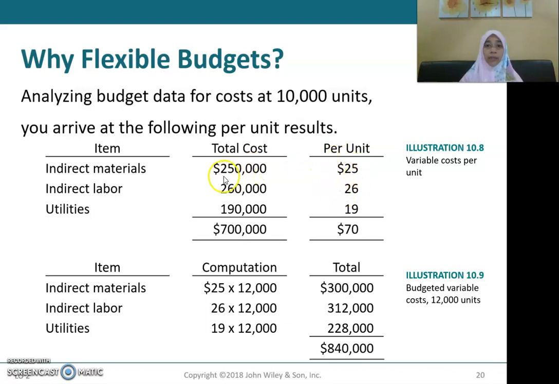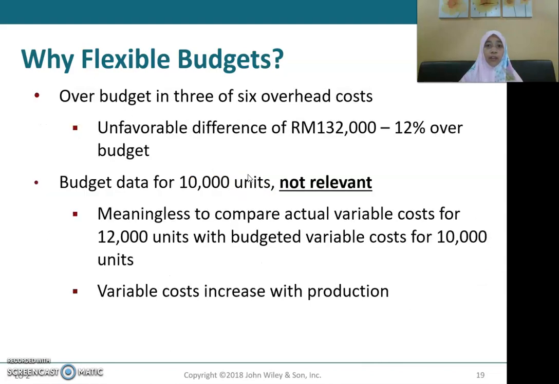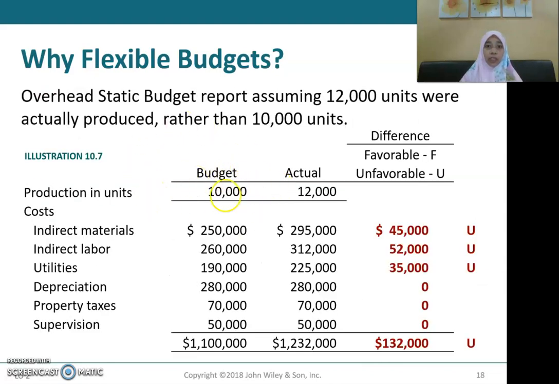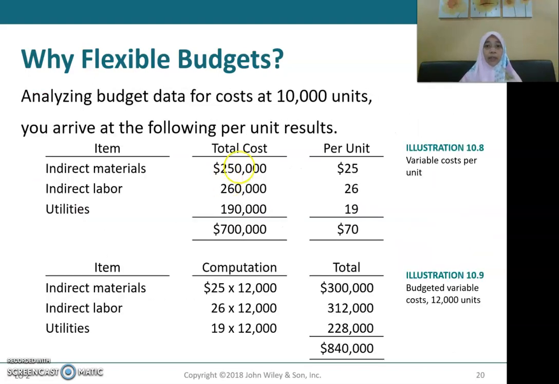How do you get it? 250,000, because you are being given the information just now, this one is for 10,000 units. So 250,000 divided by 10,000, 260,000 divided by 10,000, 190,000 divided by 10,000. So you will get the per unit. Here you will get 25 ringgit per unit for your indirect materials, 26 for your indirect labor, and 19 for your utilities. So in total, you will have 70 ringgit per unit.